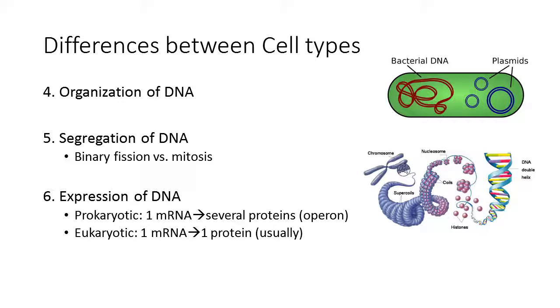And our sixth criteria is the expression of the DNA. So in prokaryotic cells, you can have one mRNA, which can then code for several proteins. We call that an operon. In eukaryotic cells, in contrast, we have one mRNA, usually just codes for one protein. There are exceptions, but that's the general rule.